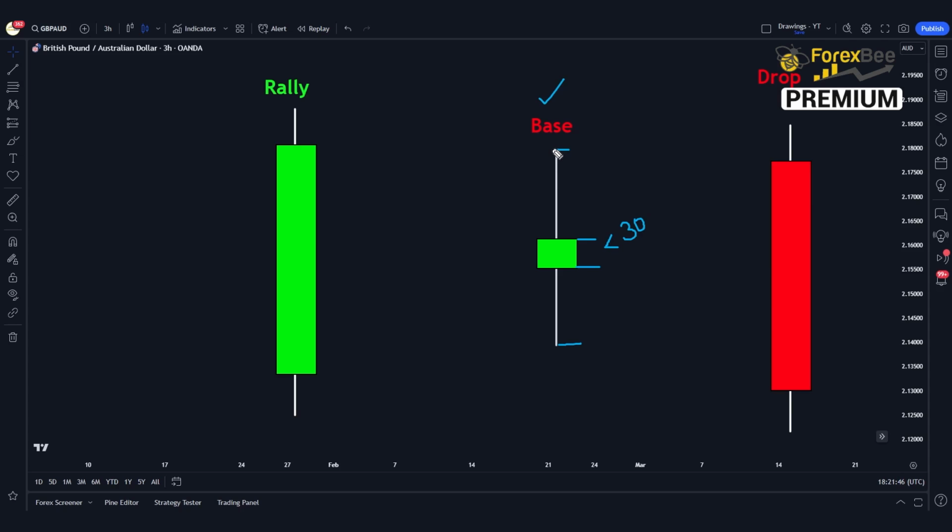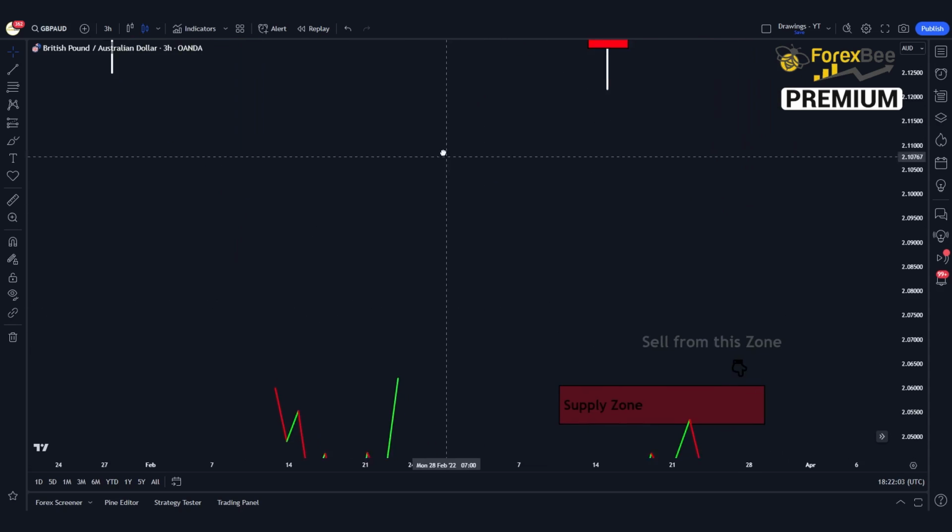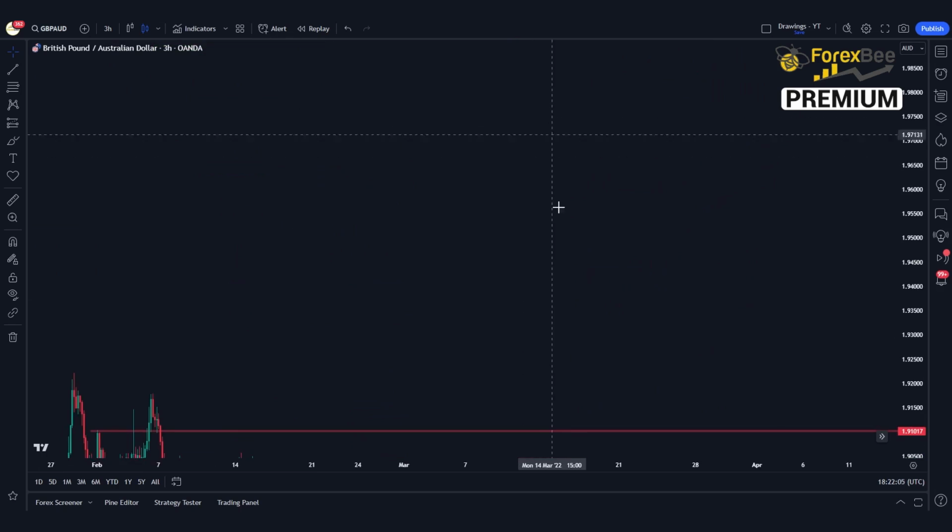For example, within this range, you can see that this body is very small. So this is a valid base candle, and this candle represents the cooling off period of the momentum that the market faced during a rally or drop candle. So let me just go towards the chart and identify a few of the base candles that we can see.